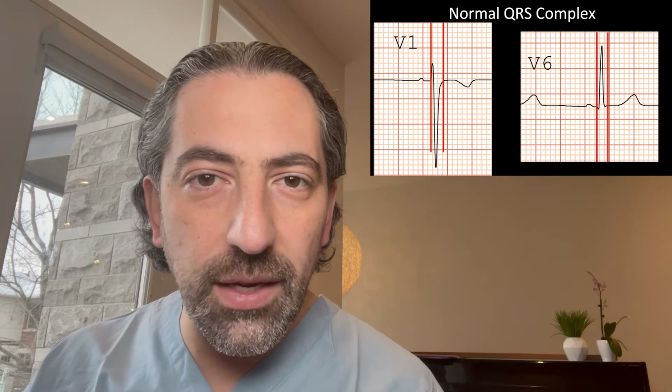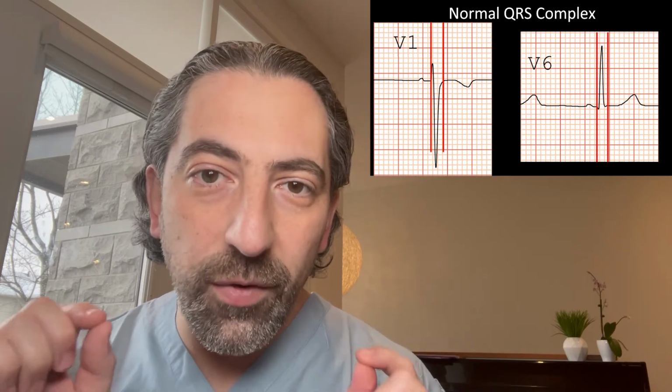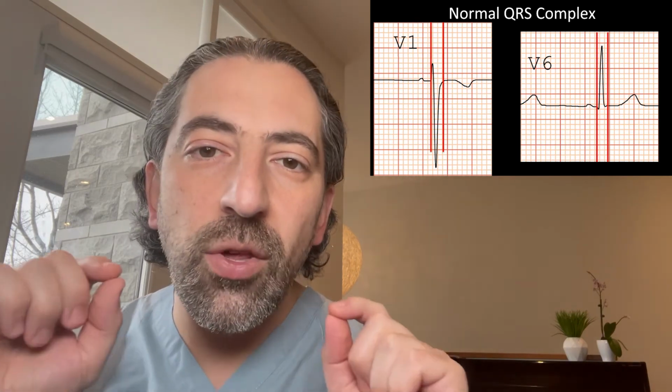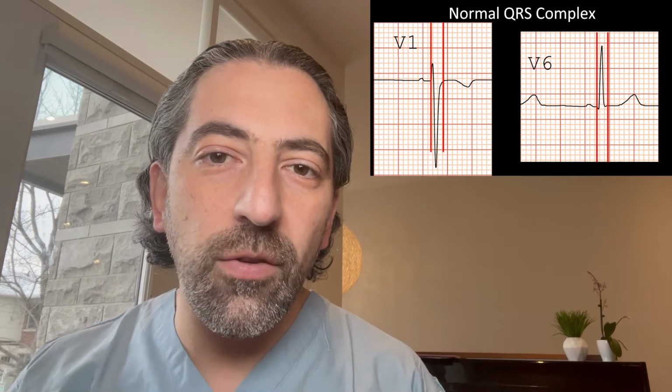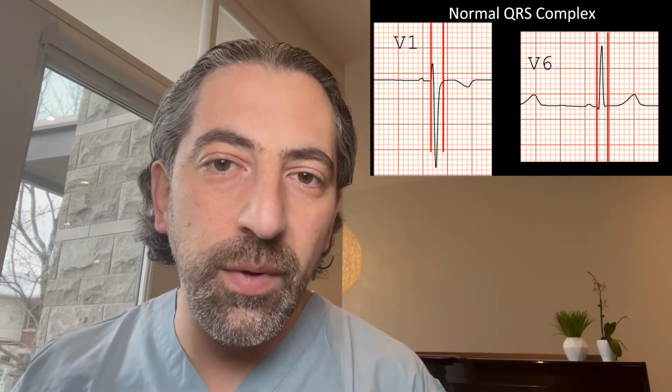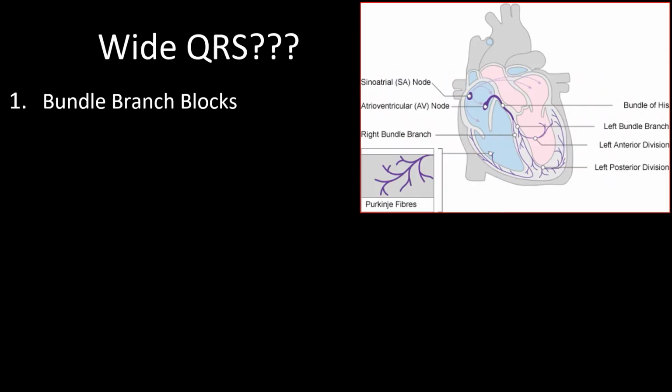But what's going to cause the QRS to widen? Well, we said that for the QRS to be narrow, depolarization must proceed from the AV node through the His-Purkinje system and depolarize both ventricles at the same time. Anything that interferes with that will cause the QRS to be wide. Some of these examples include bundle branch block.